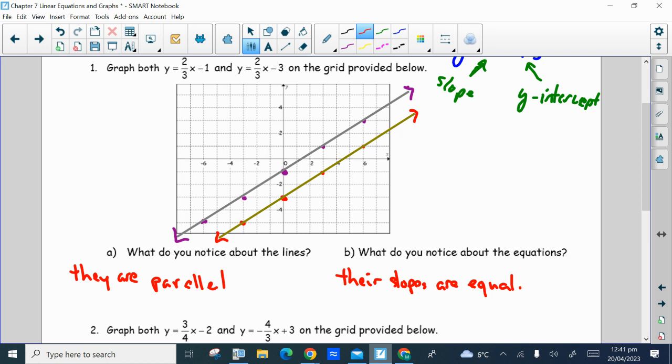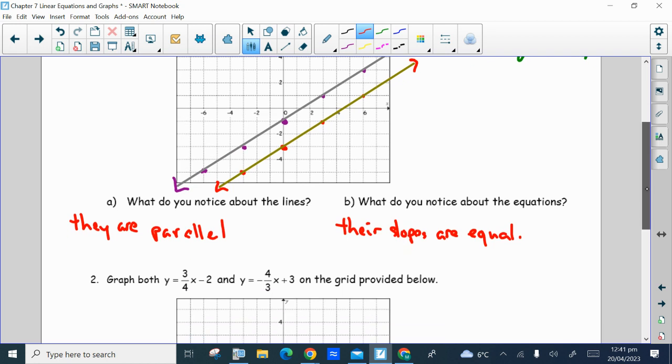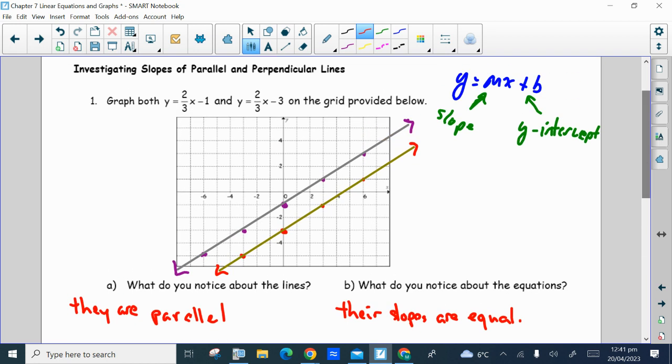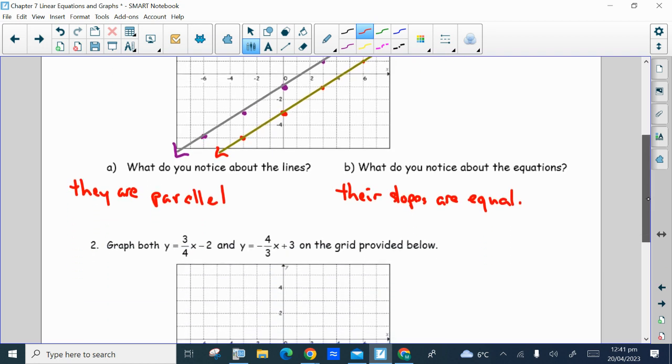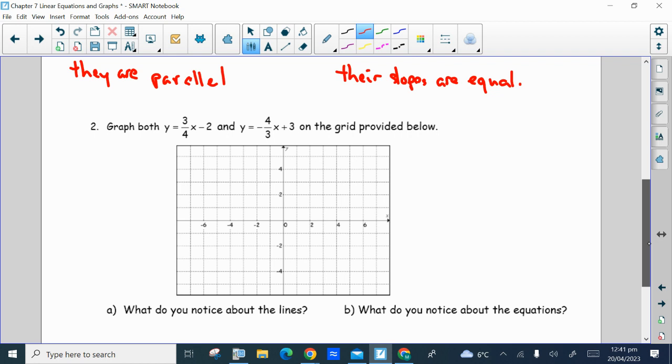Okay, so it makes sense that the lines will be parallel because their slopes are the same, which means they're going at the same angle. So obviously, you can determine whether lines are parallel by finding their slopes. You can put them in slope-intercept form and compare the slopes. If the slopes are the same, the two lines will be parallel. They're going at the same angle. They'll never cross, never intersect.